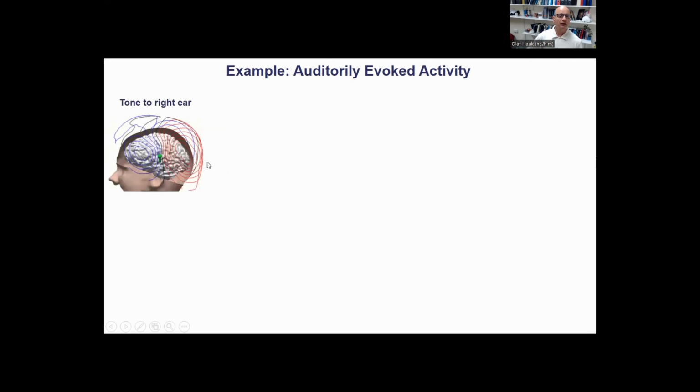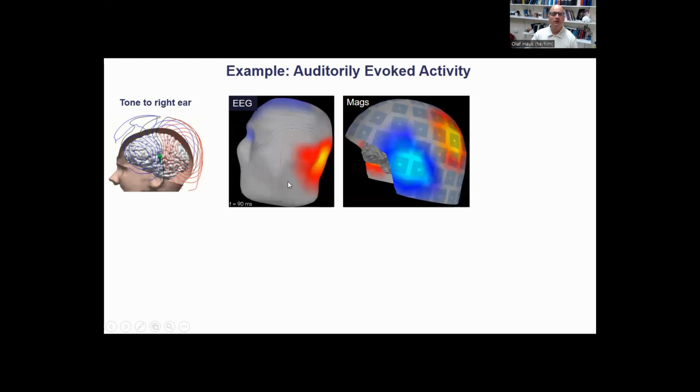Another example, auditorily evoked activity. Again, if you present a tone to the right ear, you expect a stronger response in the left hemisphere. And we know that the response somewhere in primary auditory cortex is probably just a few square millimeters, so we can potentially fit this with a dipole. And in this sample data set, this is confirmed, first of all, in sensor space. So we get a rather widespread topography here.